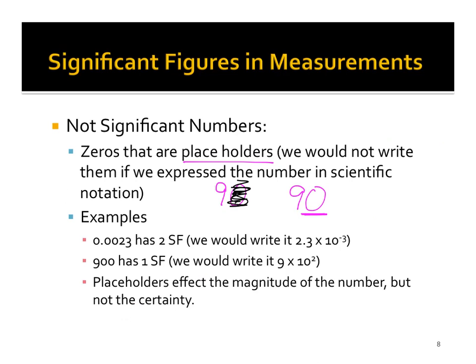So if we're kind of looking down here, we can cover up, say, this 0 and this 0. Well, 0.23 is different than 0.0023. So these two are not significant, just the 2, 3. Again, for the 900, if we cover those up, it now just says 9. So those zeros were placeholders, they don't count.